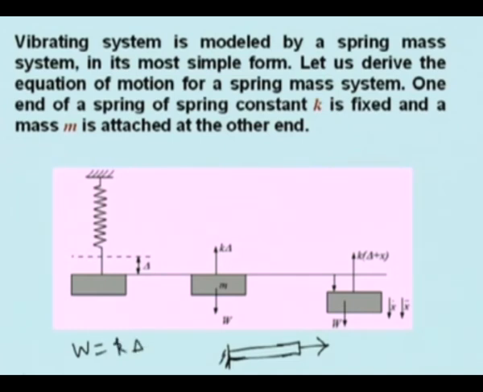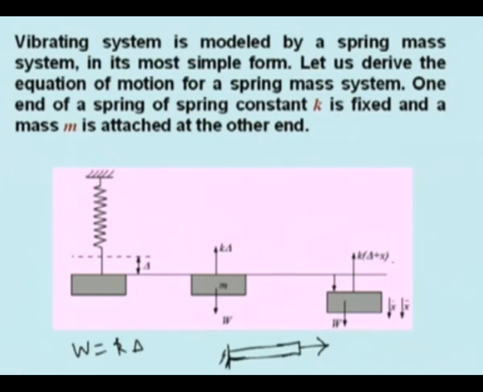Make the free body diagram of this one. So this is the mass, this is W, and this is K delta. So it is in equilibrium. Now disturb it slightly. You give the motion x here. Then what happens? The total restoring force now is what? The spring has stretched by an amount delta plus x.